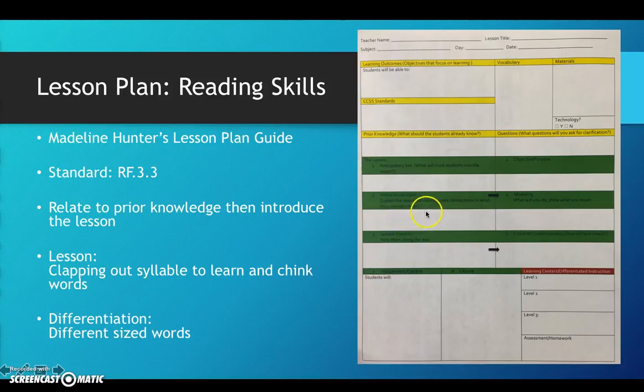Explain new information and make connections to the prior knowledge section. Modeling: what will you do to show them what you mean? Guided practice: how are you going to teach them? What are they going to do? How are you going to check for understanding? And what will you have them do to practice independently? What are you going to do to close? And how are you going to differentiate the levels at the 3 different tiers?